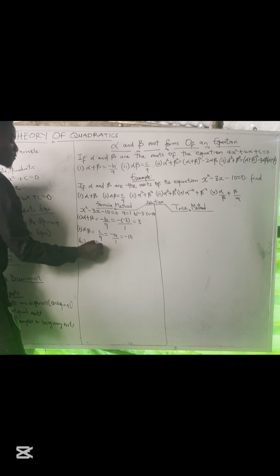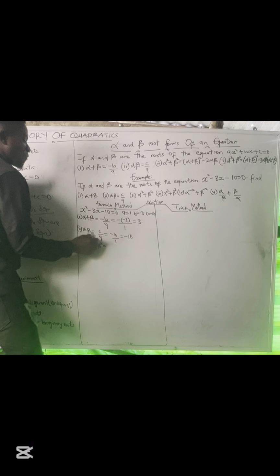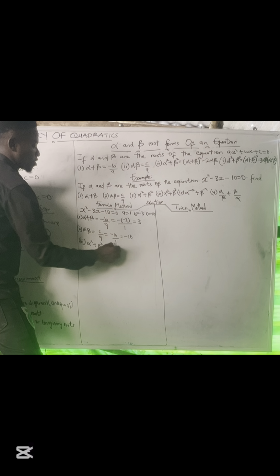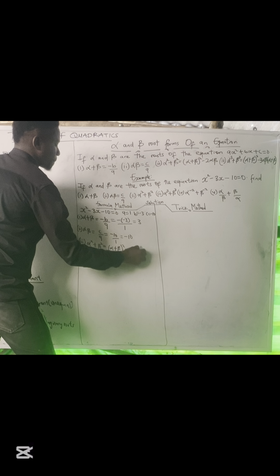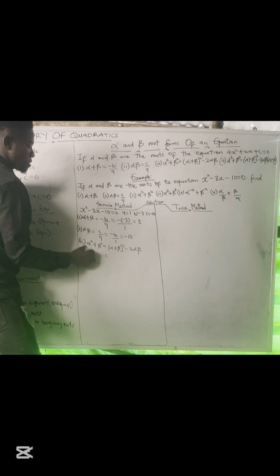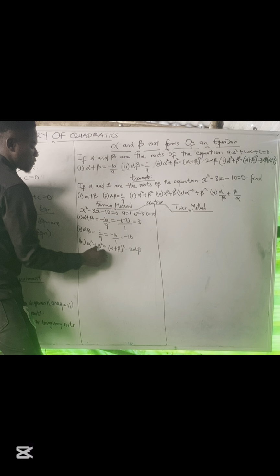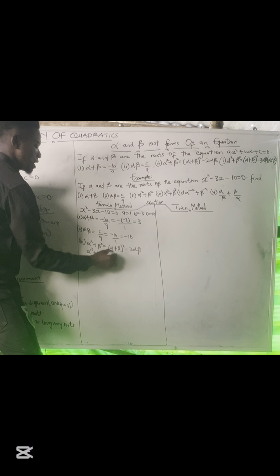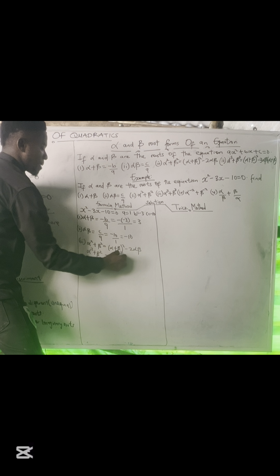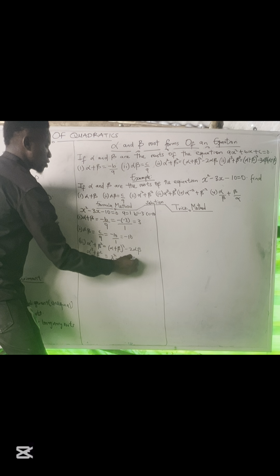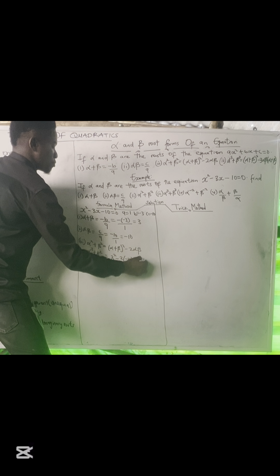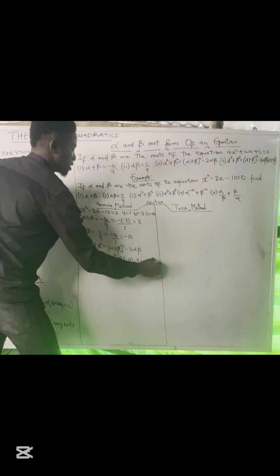The third thing we are expected to look for is alpha squared plus beta squared. You are going to remember that before you can do your alpha squared plus beta squared, you have to remember the formula. The formula for alpha squared plus beta squared is alpha plus beta all squared minus 2 alpha beta. Then remember that the value of your alpha plus beta is 3. So this will be 3 squared minus 2 times your alpha beta, that is minus 10. So 3 squared is 9 plus 20, and that's equal to 29.